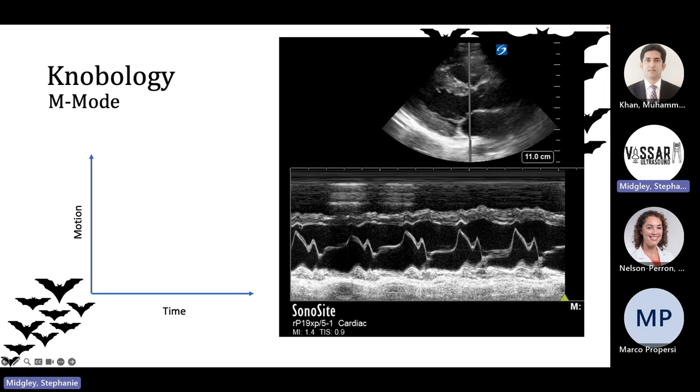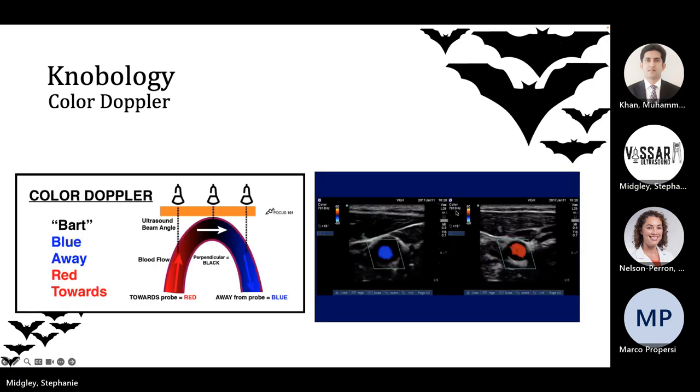That's the early opening, your E wave. And then you have the atrial kick, so you have that second opening, which is your A wave. And then it closes when it goes into systole. And then you go into diastole, and the valve opens again. So anything touching this line is depicted as up-down motion. This will come in handy when we're looking at valves, when you're looking for tamponade.